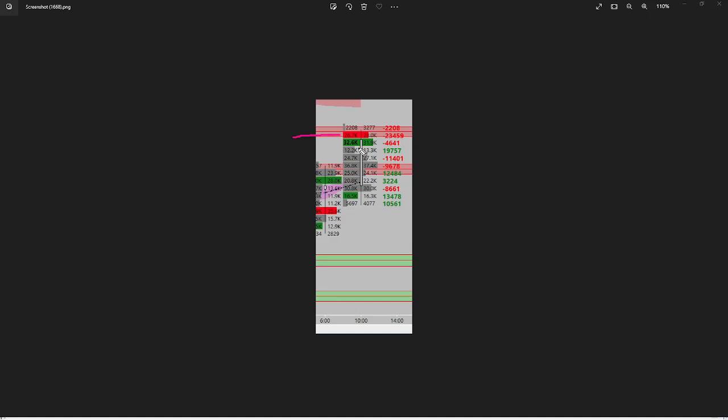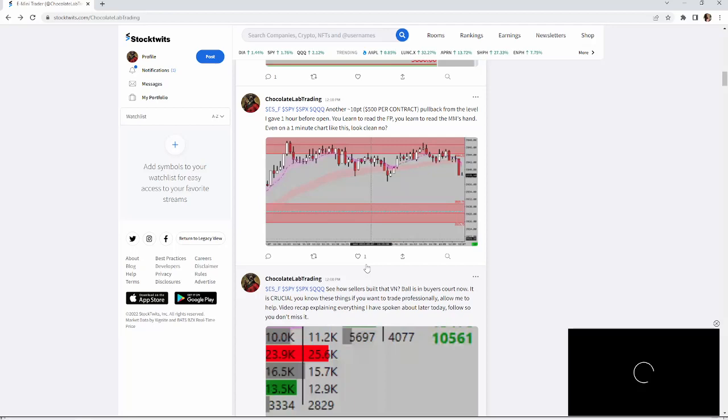Yep. So let's see. This was another 10-point pullback. Oh, okay, yeah, this ended up going a little bit further. But yeah, once you see the sellers doing their job as they did, adding to their volume node, that is a good sign to enter with them. And exactly, you got another 10-point pullback.